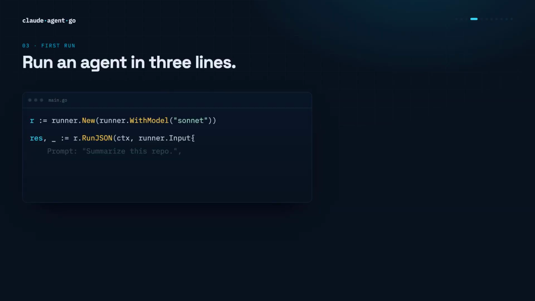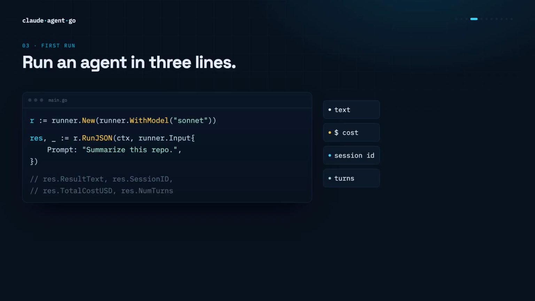Here's your first run. You create a runner, choose a model, and call run.json with a prompt. What comes back is a fully typed result. The assistant's text, the session ID you can resume later, the total cost of the call in dollars, and the number of agentic turns it took. That's 3 lines of Go to run a real agent. There are 2 more entry points alongside it. Run gives you plain text when that's all you need. And RunStream gives you a live feed of events as they happen, which is exactly where we're going next.